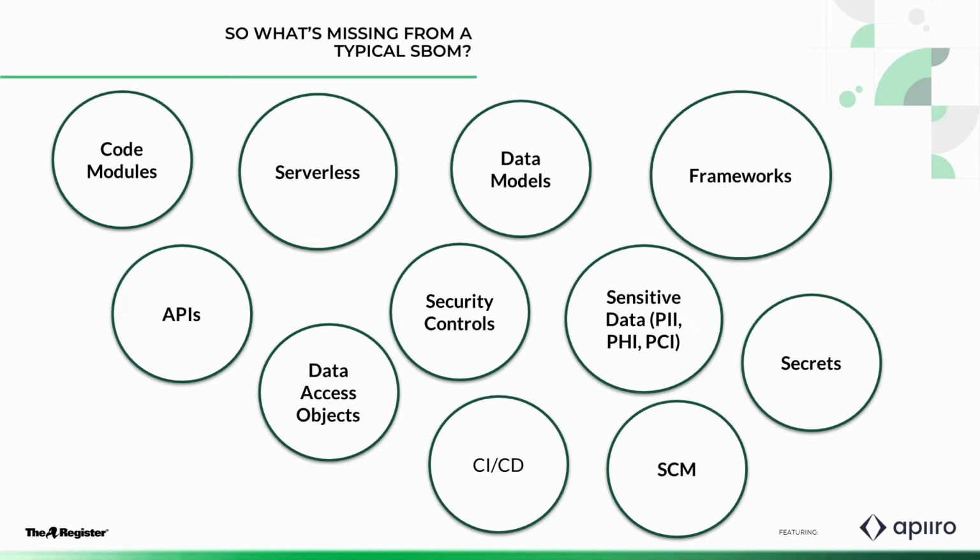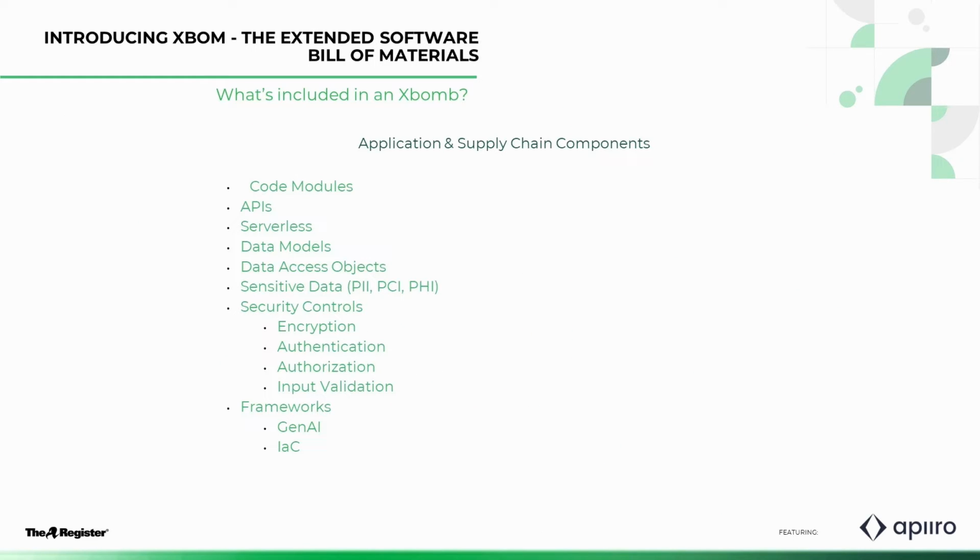So if you want to introduce the term, what is the extended bill of material? Basically, taking all those missing gaps, taking everything that the industry looked at so far, looking at the compliance standards and tying them both together in order to understand how your environment looks from an architectural point of view and from a third-party interactions point of view. You need to know, number one, what are the supply chain components and what are the application components? So you need to know what are the code modules, where you have APIs, what are the serverless functions, for instance, where you have data models that interact with sensitive data.